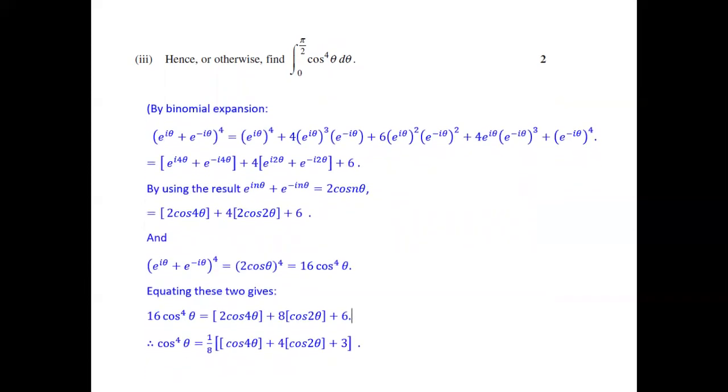For part 3, they've got the word 'hence' there, so students should be using that. So hence, integrate from 0 to pi on 2 of cos to the 4 theta d theta. This one they should just go and integrate. Replacing the expression from part 1 and integrating, the result is 3 pi on 16.